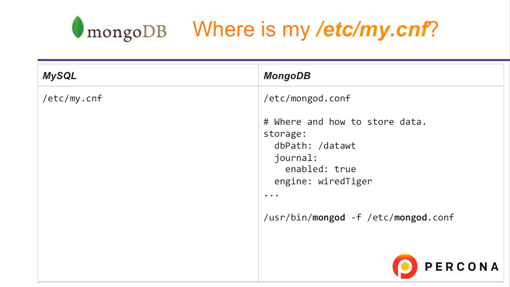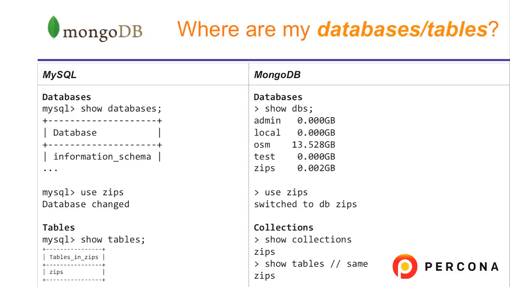All right, so now, this is another question that I usually ask if I learn a new technology. Where is my storage? Where are my databases? So in MySQL, you do show databases, use, and then show tables. In MongoDB, you do show dbs. And it's interesting that you can also see the sizing of every database here. So MySQL database, MongoDB database. MySQL use, MongoDB use, same thing. MySQL show tables, you have show collections, but it's interesting that show tables works also.